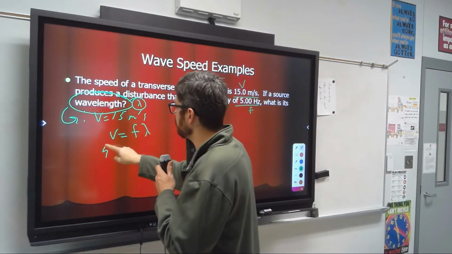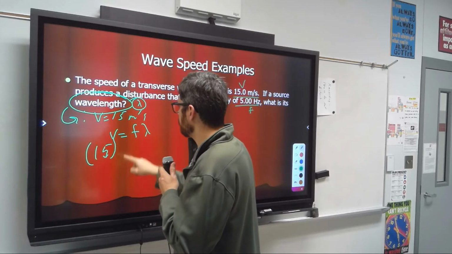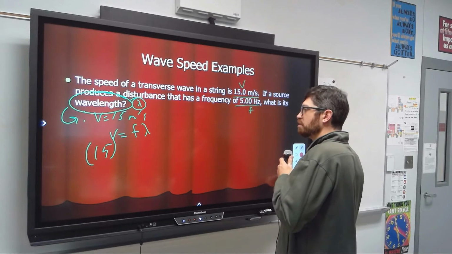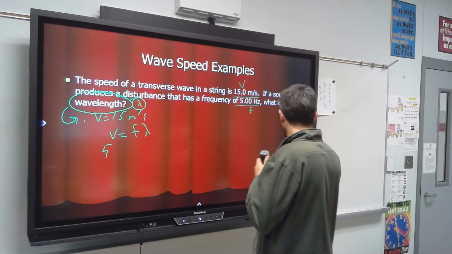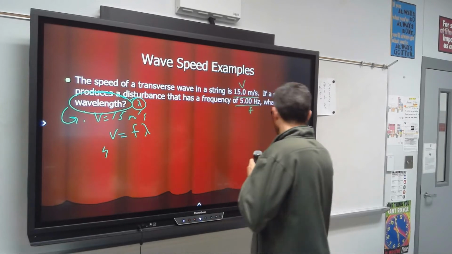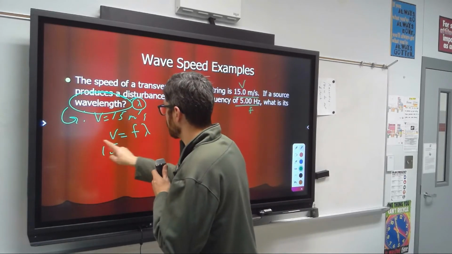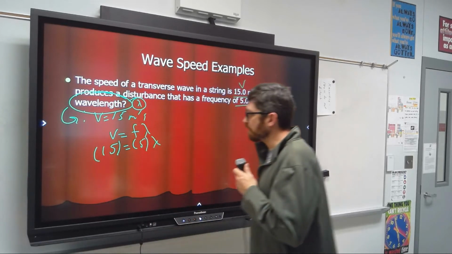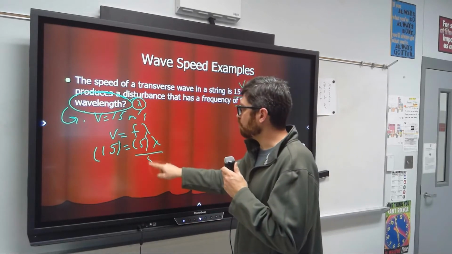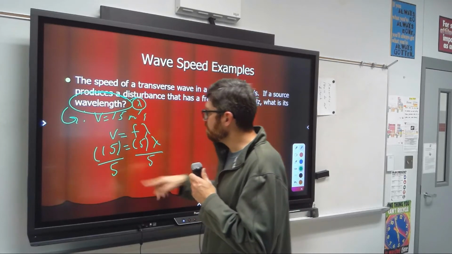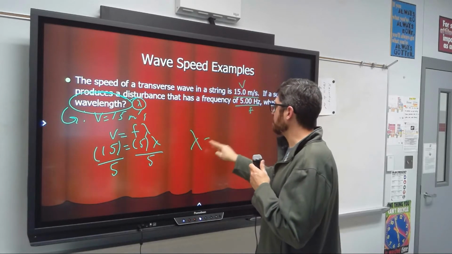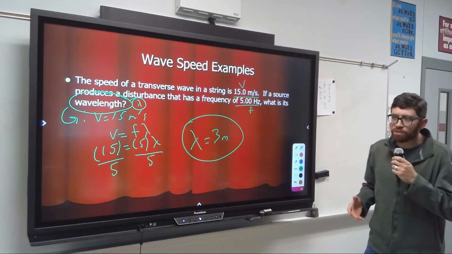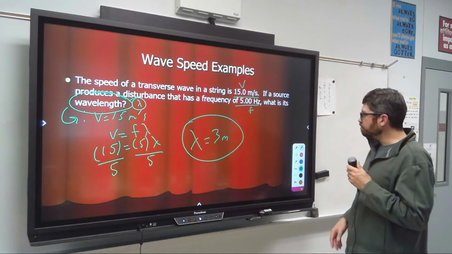Our v is 15. Really bad 5, I'm sorry about that. Let's redo that. It's a little bit better. Frequency is 5, and we have lambda. To solve for this, hopefully you figured out all we need to do is divide by 5. 15 divided by 5 gives us a wavelength of 3 meters. Pretty simple and straightforward, right? Not that big of a deal.